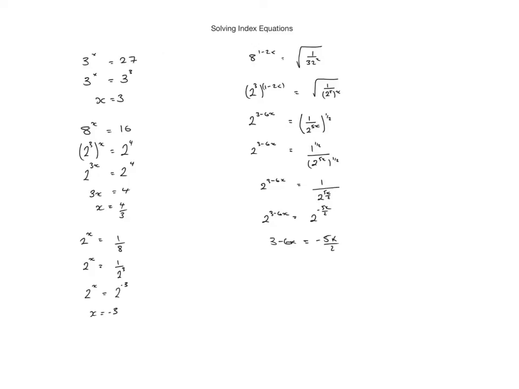Now, it's up to you how you solve this. I'm going to multiply everything by 2, so if I multiply both sides by 2, I get 2 times 3 minus 6x on this side is equal to minus 5x on that side. And that means I get 6 minus 12x is equal to minus 5x. I'm then going to get all of the x's onto one side. So I'm going to take the x's from the left-hand side to the right-hand side. I get 6 is equal to minus 5x plus 12x, which is 7x. And therefore x is equal to 6 over 7, and we are finished.